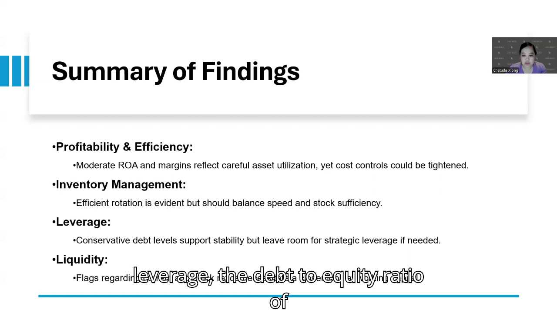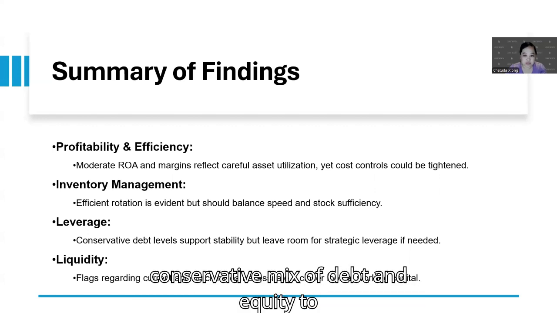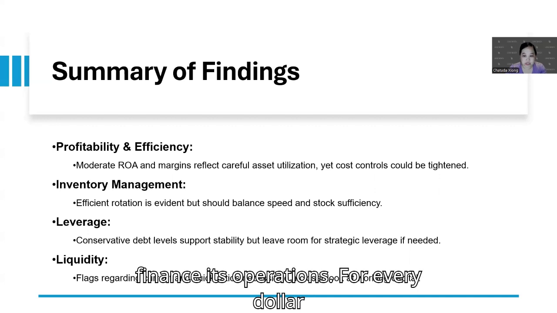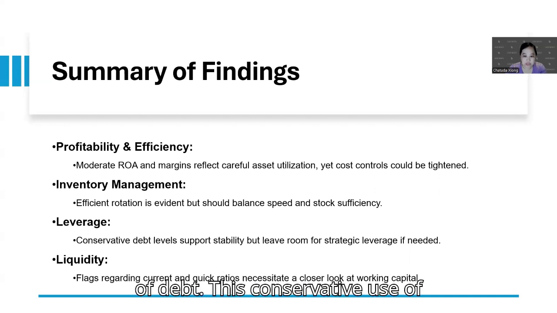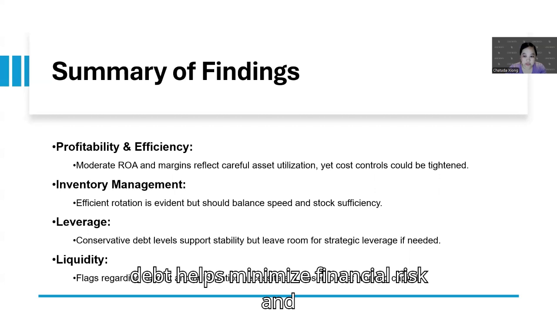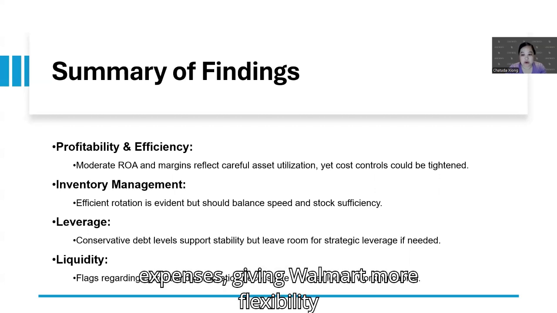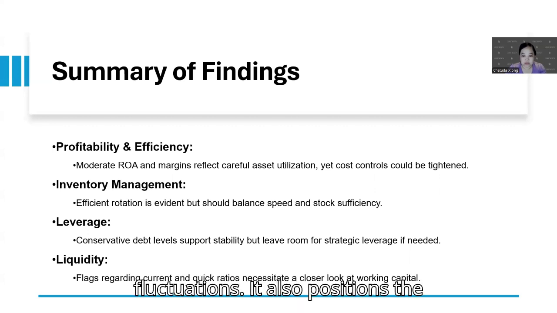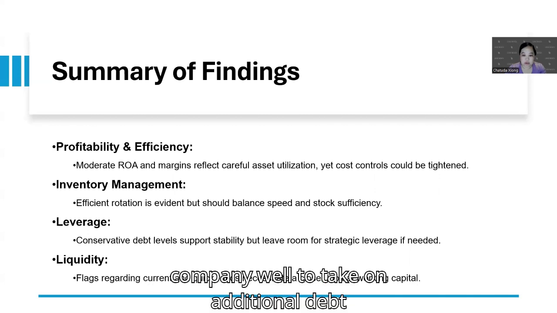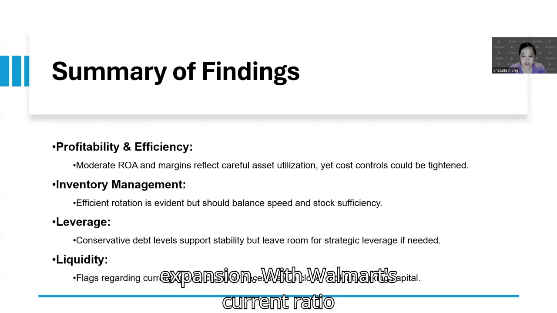Under leverage, the debt-to-equity ratio of 0.54 shows that Walmart uses a conservative mix of debt and equity to finance its operations. For every dollar of equity, the company carries only 54 cents of debt. This conservative use of debt helps minimize financial risk and interest expenses, giving Walmart more flexibility to navigate economic downturns or market fluctuations. It also positions the company well to take on additional debt if needed for strategic investments or expansion.